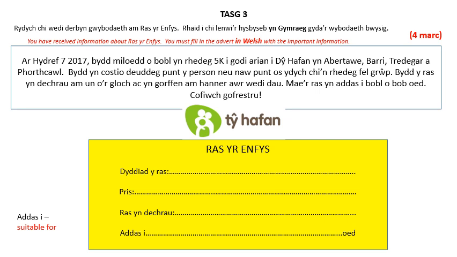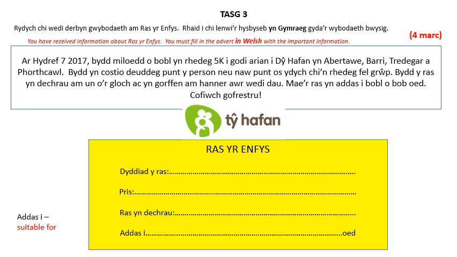So in the box then it says, ar hydref saith 2017, so this is an old thing, but on October the 7th, 2017, bydd miloedd o bobl yn rhedeg 5 kilometr. Thousands of people will run 5 kilometers i godi arian i di hafan yn Abertawe, Bari, Tredegar a Porthcawl. So thousands of people will run 5 kilometers to raise money for Hope House in Swansea, Barry, Tredegar and Porthcawl. There's all the place names that they're raising money for.